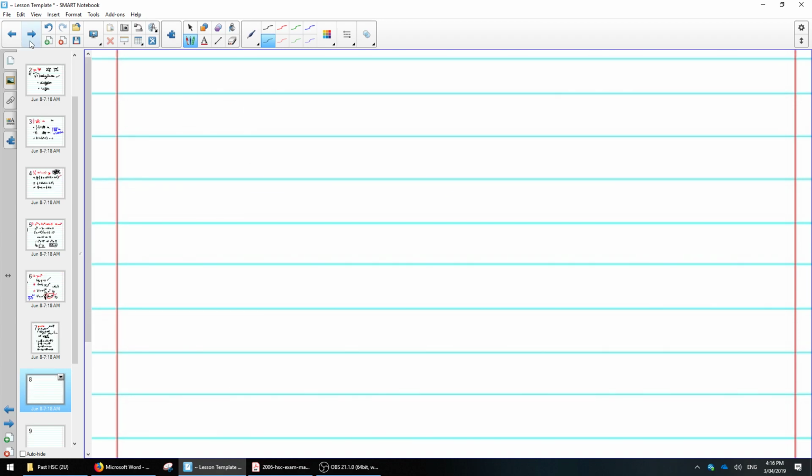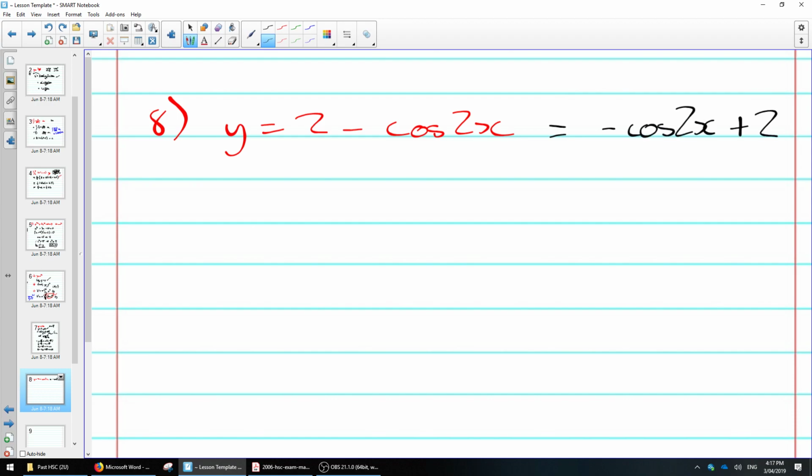So, question 8. We want to sketch the curve, y equals 2 minus cos 2x. The key thing here is, quite a few people decided to do it in a different order instead. You can't just decide to change the order of things. It is written like that for a reason. The question was written like that because I want to make sure that you could understand what that's saying. This could also be written as negative cos 2x plus 2, and now lots of people can recognize that.